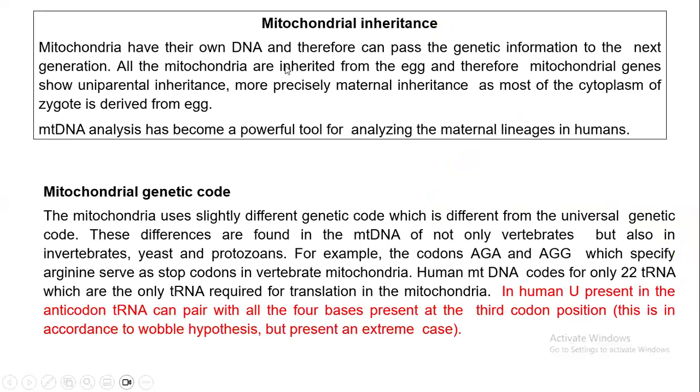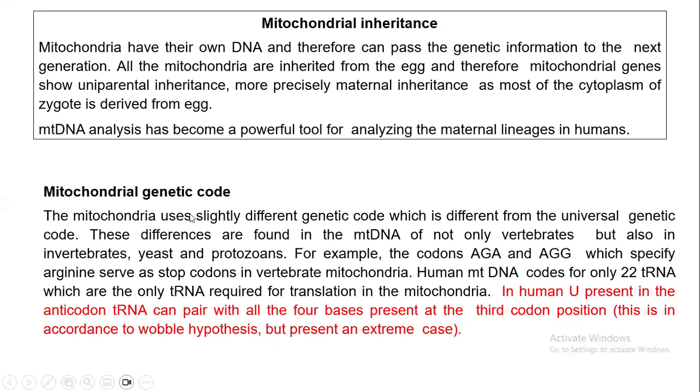Coming to mitochondrial inheritance, mitochondria have their own DNA and therefore can pass genetic information to the next generation. All the mitochondria are inherited from the egg, and therefore the mitochondrial genes show uniparental inheritance, more precisely maternal inheritance, as most of the cytoplasm in the zygote is derived from the egg. Mitochondrial analysis has become a powerful tool for analyzing maternal lineages in humans.